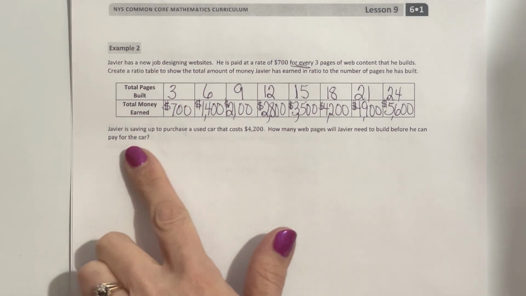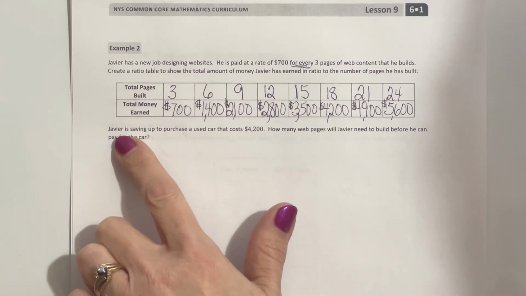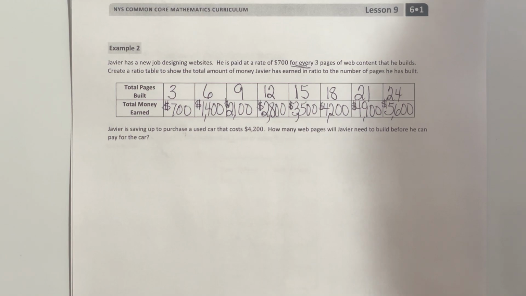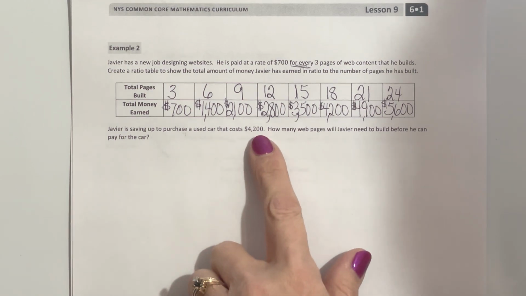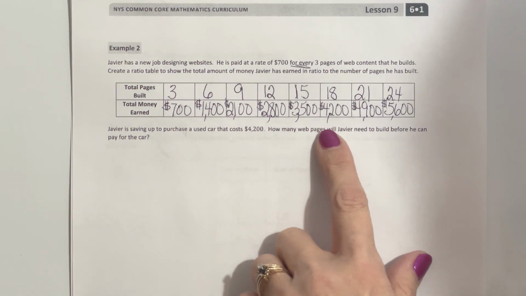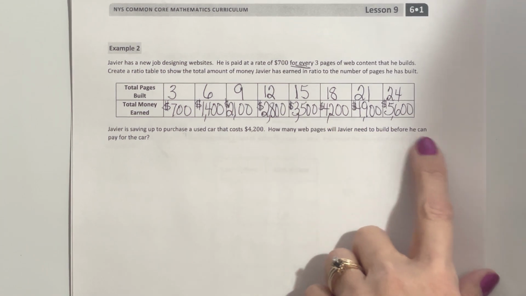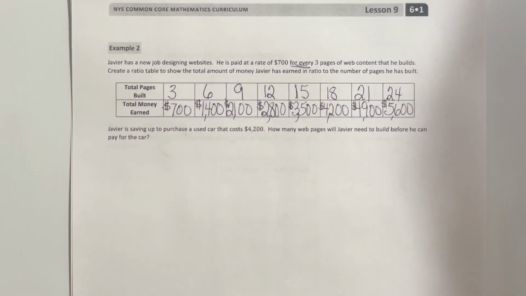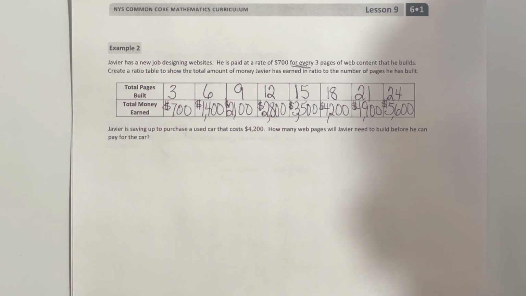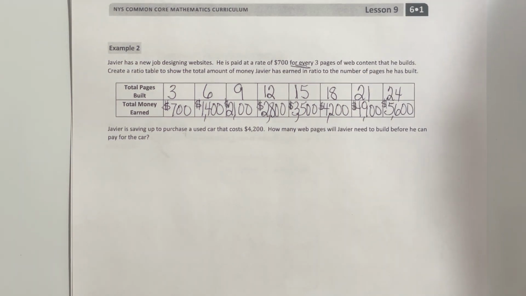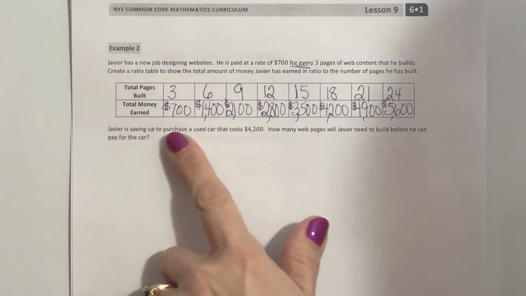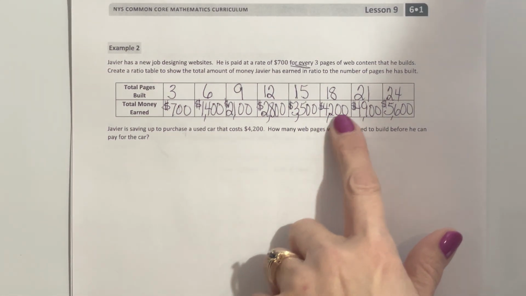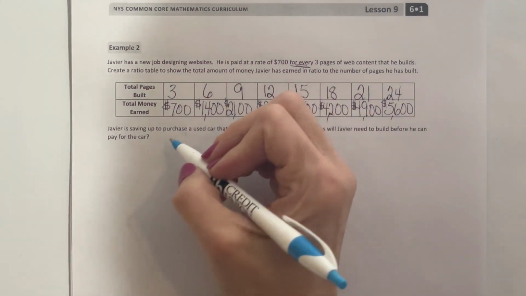All right, so let's take a look at the question that they're asking now. Javier is saving up to purchase a used car that costs $4,200. How many web pages will Javier need to build before he can pay for the car? So let's go back up to our ratio table. How many web pages did we say that he needed to create in order to make $4,200? Well, I notice here 4,200 is right here.